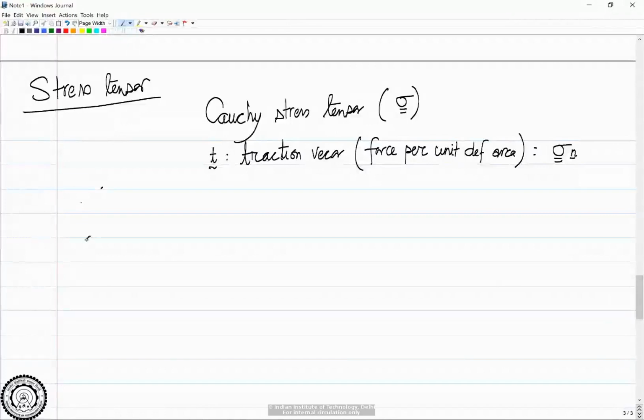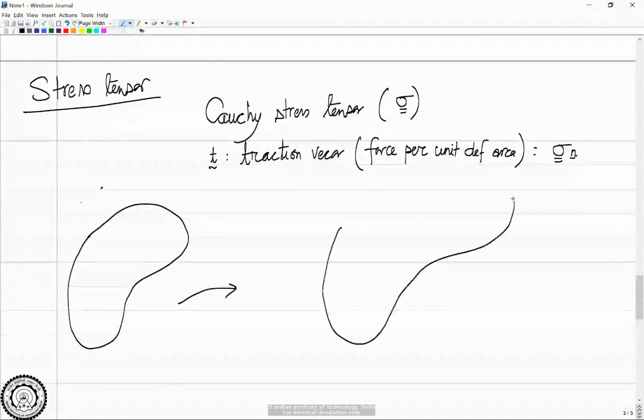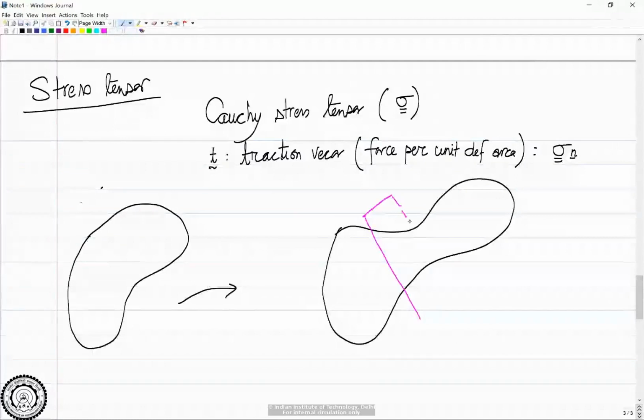So think of, again, a reference configuration which is deforming. Now think of a section here. I take this body and I get this as the sectional area. I hope the picture is clear to you. So that's a sectional area, and you can see that this area is in the deformed configuration. This is the deformed area, right?